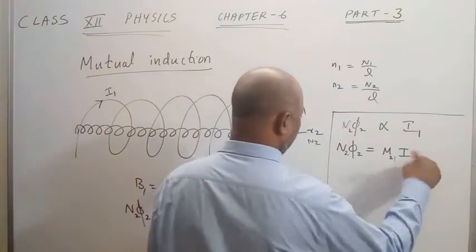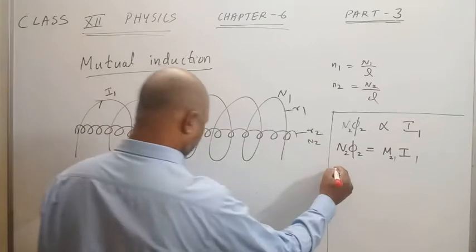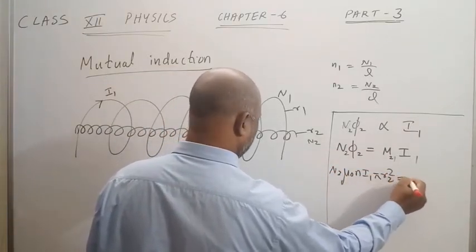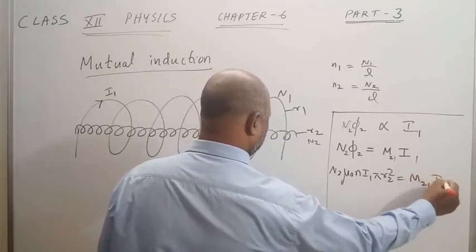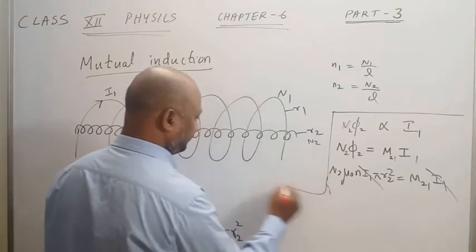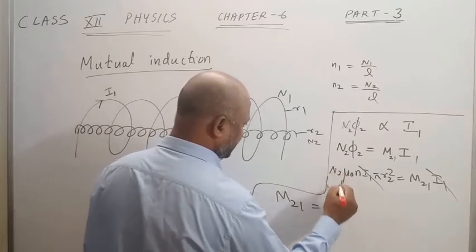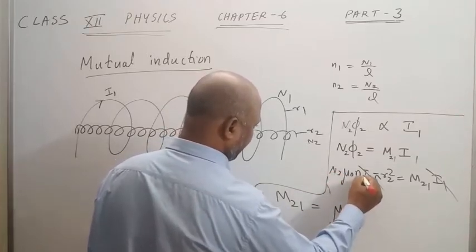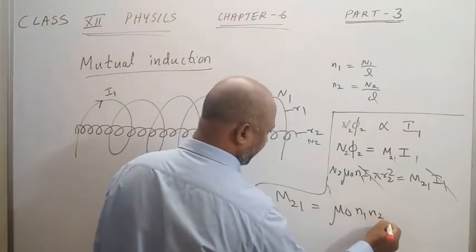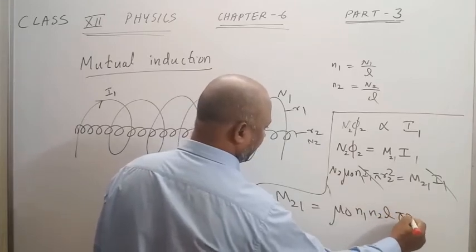first coil. So I will be writing the whole value of N phi: N2 mu naught N1 I1 pi r2 square is equal to M21 I1. So I1 cancels, and you are getting a value for M21. M21 is equal to mu naught N1 N2, and I can write N2 is equal to n2 into L, times pi r2 square.